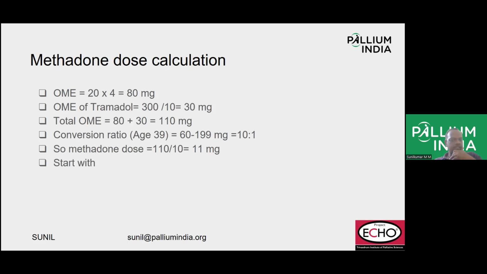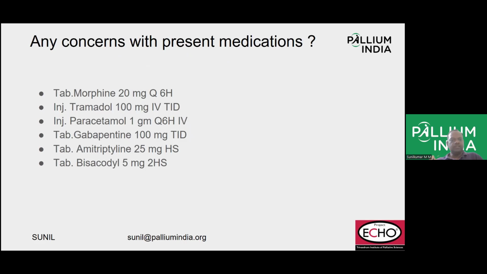So if you start this patient on methadone, then tab methadone 5 milligram BD or syrup methadone 5 milligram BD would be enough. Are there any concerns for you with the present medication? Amitriptyline has some interaction with methadone, but the dose of amitriptyline she is receiving is very low. So either you can stop it or you can continue, and plan to stop it once the patient gets good pain relief.